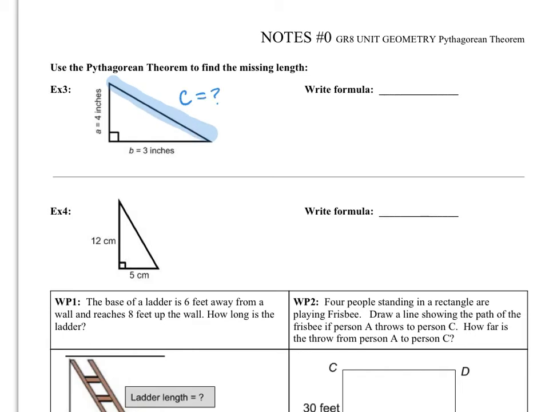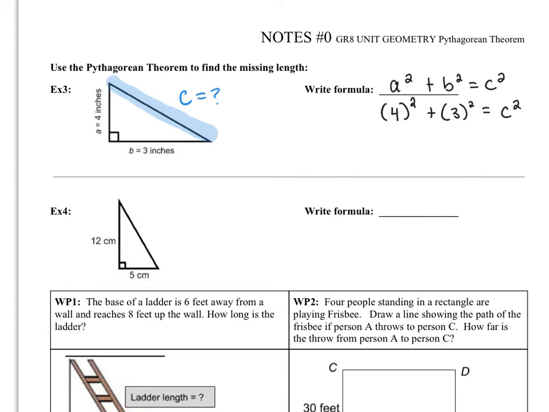To do this, the very first thing I'm going to do, and I do this every time I do a Pythagorean theorem problem, is I write down my formula. A squared plus B squared equals C squared. Next is to substitute in my information. So I can see that A can be substituted with 4. Remember, when I substitute, I use parentheses. B can be substituted with 3. And I don't know C, so I can't replace that with anything.